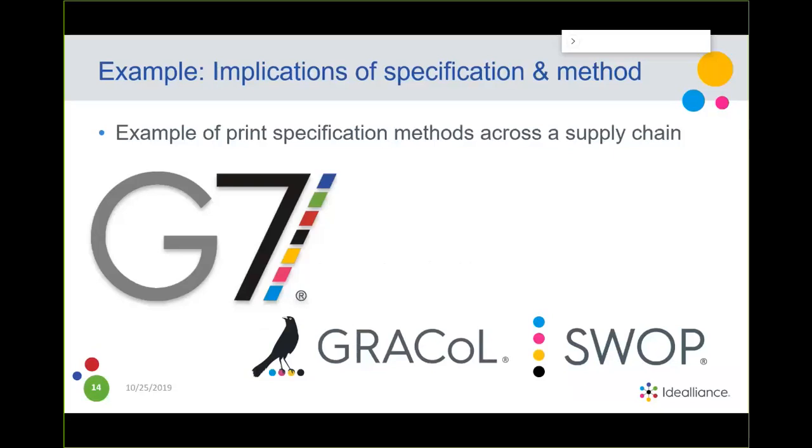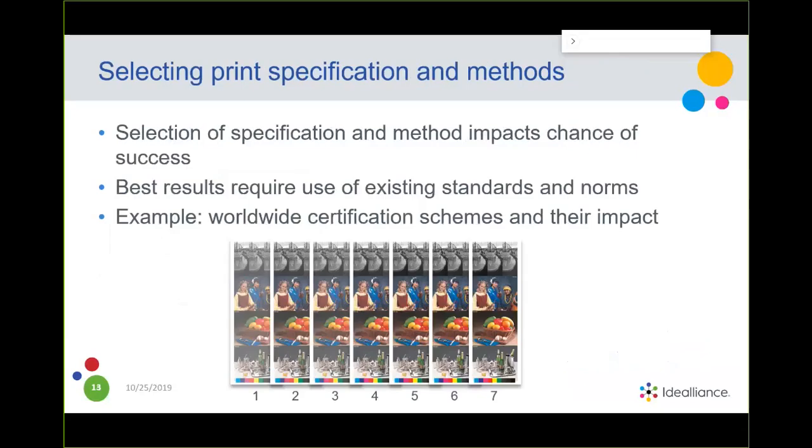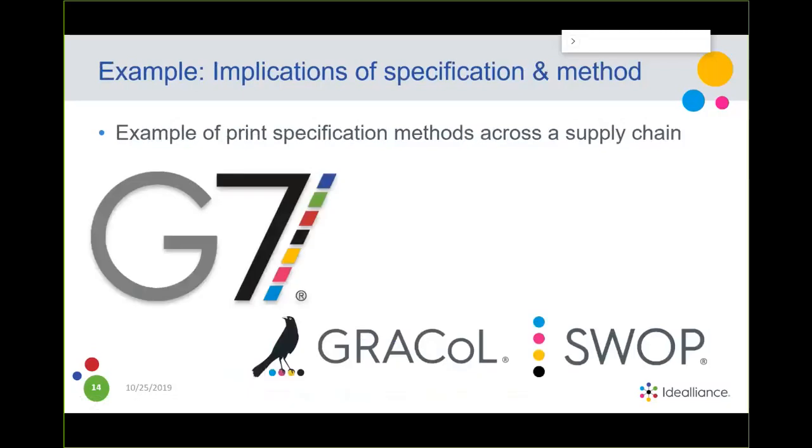If I back up one slide, it says worldwide certification schemes and their impact. That is built into almost every instrument out there. G7 is. There are many people out there with the method. Most of the manufacturers support it. So that has a lot of implications when you go out to hit a supply chain. It's a standard way of doing things, and it has a lot of support.